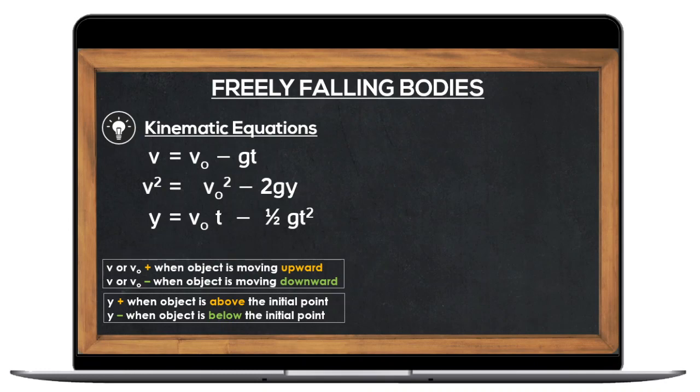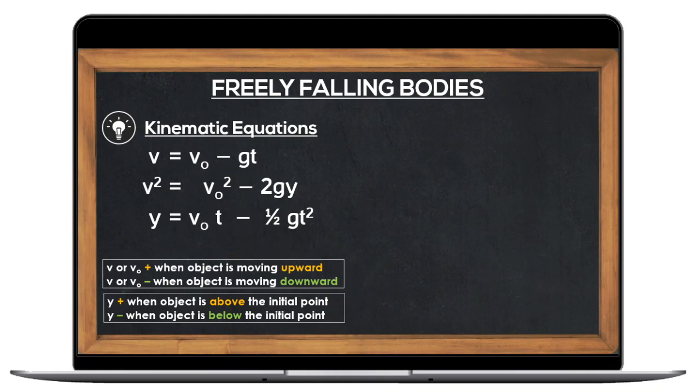So, when we have positive values of the velocity, initial or final, it denotes that the object is moving upward. And when it is negative, the object is moving downward. So, most likely, our signs here, positive and negative, will denote the direction. Positive, it moves upward. Negative, it moves downward. Then when we consider y, when y is positive, the object is above the initial point. So we should have the initial point as our reference.